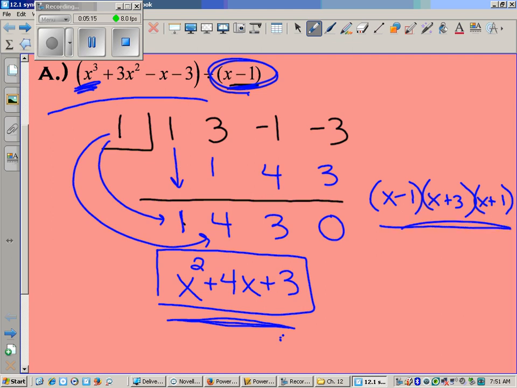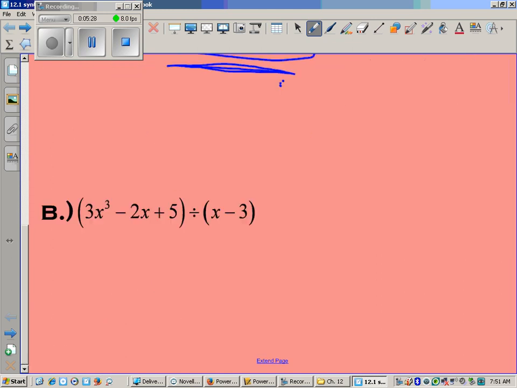If you FOIL all three of these back out, you should get that. Just that, or just that first equation. You would get this big long one. Okay? All right. Let's do another one.